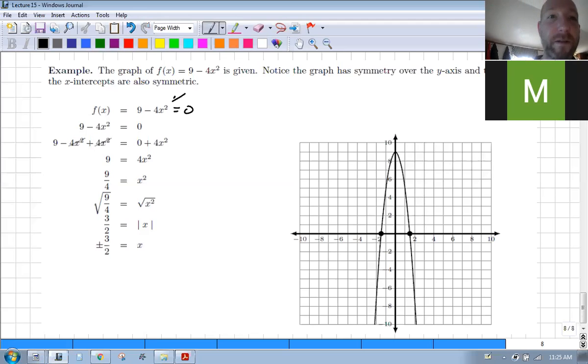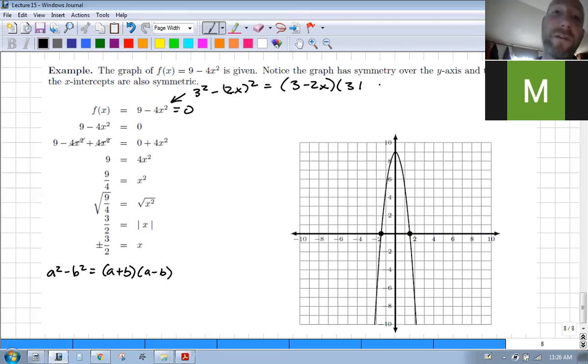Notice this one, remember the difference of two squares? A squared minus b squared. If you factor that, that's an a plus b times an a minus b. That's what you have there. 9 is 3 squared, and then we have a 2x squared. So we could factor this. This is a difference of two squares. This is a 3 minus 2x times a 3 plus 2x.